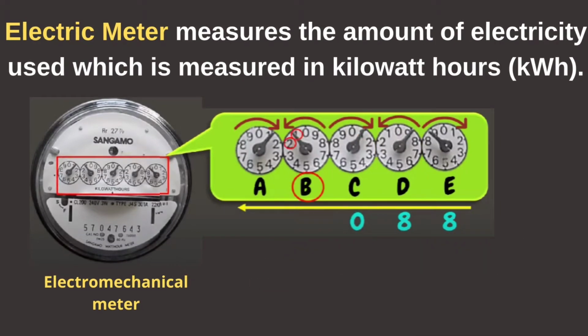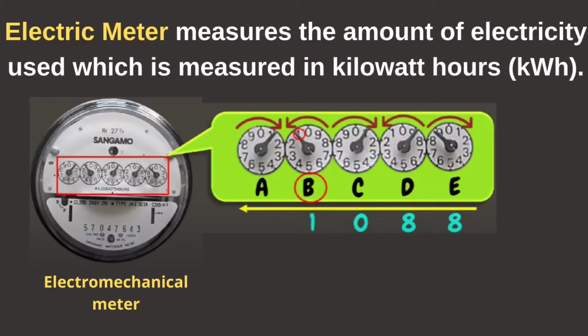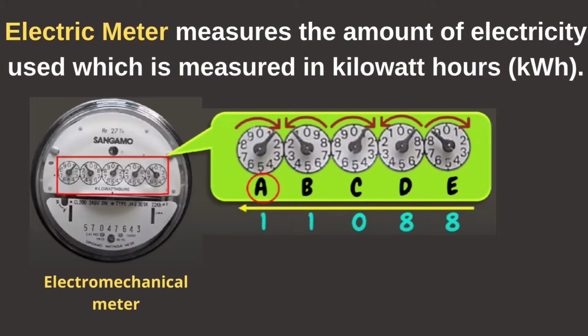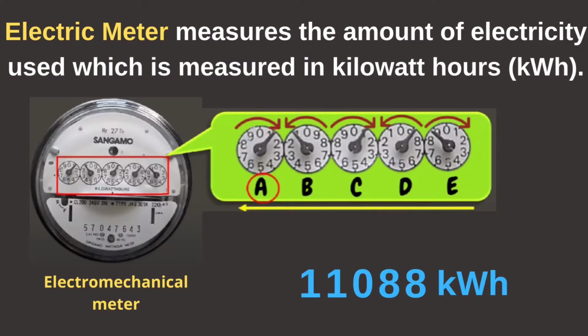Let's go to dial B. The pointer points between 2 and 1, so we'll record the smaller number, which is 1. And lastly, we have dial A, where the pointer points between 1 and 2. Again, we will get the smaller number, so that will be 1 as well. Therefore, the reading of this meter is 11,088 kilowatt hours. Now let's go back and solve our problem.